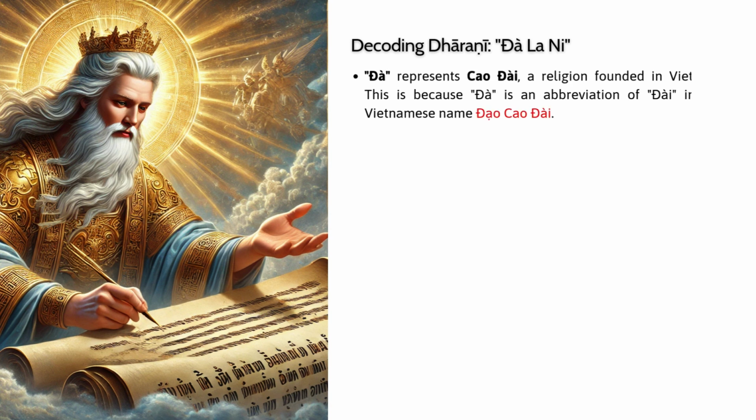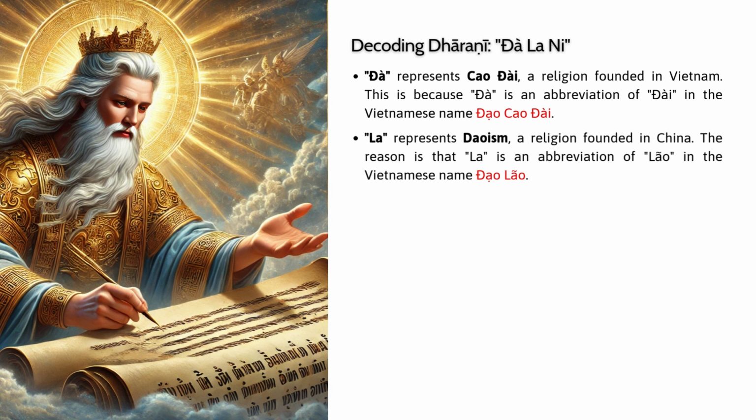The word Da represents Cao Dai, a religion originating in Vietnam, because Da is a shortened form of Dai in the Vietnamese name Dao Cao Dai. The word La represents Taoism, Dao Lao, a religion originating in China. La is a shortened form of Lao in the Vietnamese name Dao Lao.